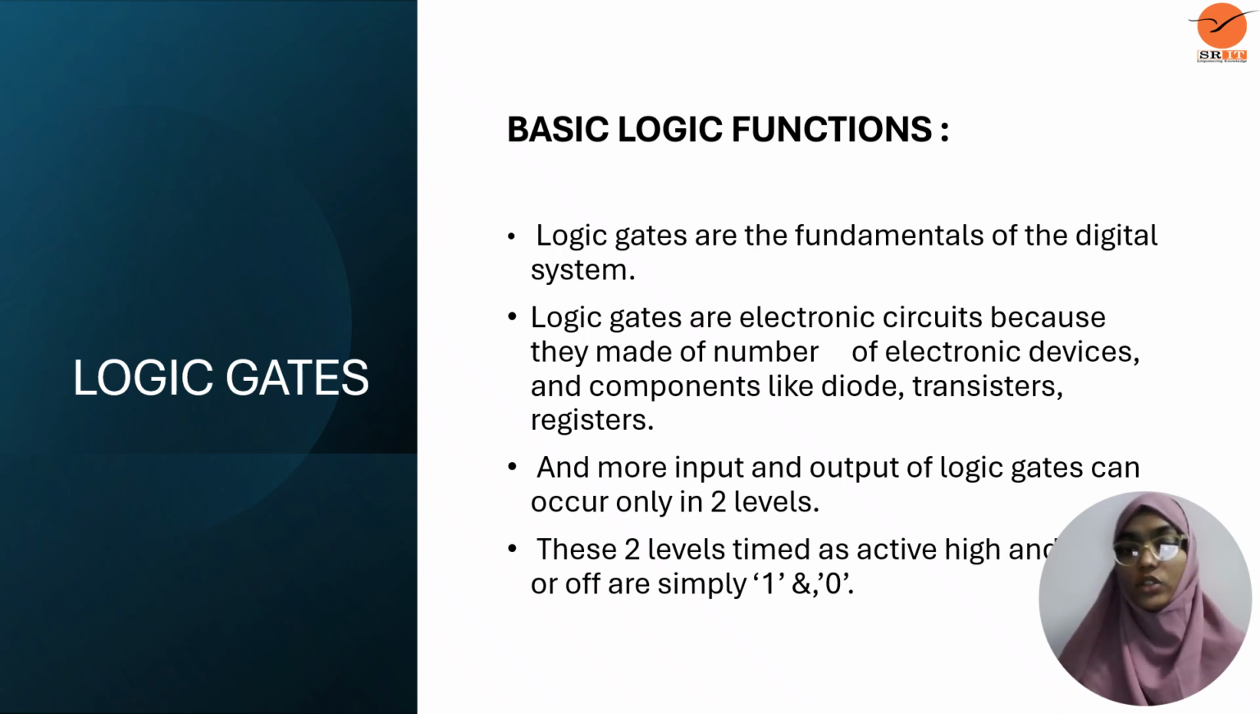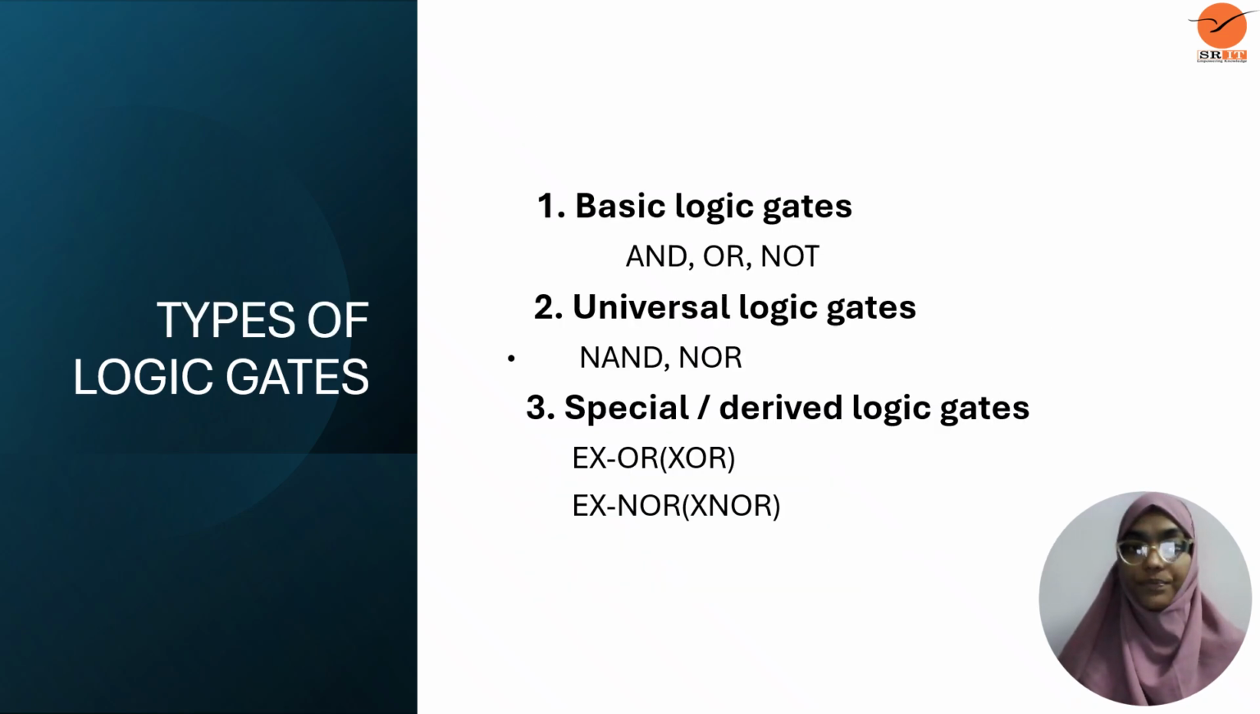Basically, these logic gates are used in a variety of electronics like smartwatches and clocks and many more. Generally, they have two inputs, and logic gates occur in two levels. These levels are termed as active high or active low, on or off, and similarly 1 and 0. So let us see the types of logic gates. There are three types of logic gates: basic logic gates, universal logic gates, and special or derived logic gates.